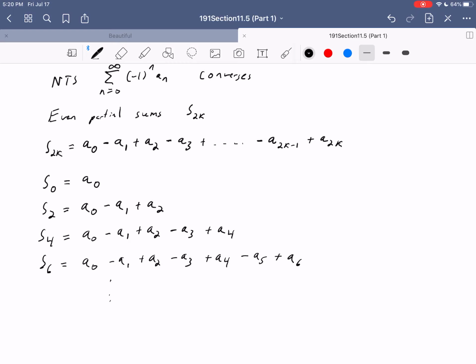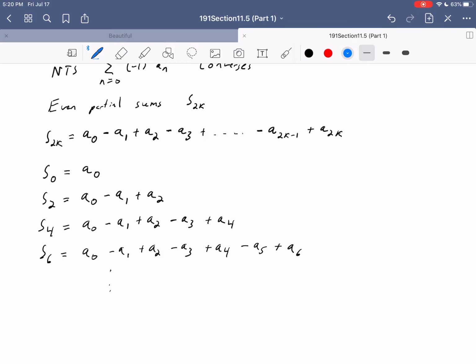So what I first want to do is a little bit of clever grouping. In each of these, I'm going to initially group like this. So I'm going to put some of these terms together like this. I'm going to look at minus a1 and a2 together, and then minus a3 and a4 together, minus a1 and a2, minus a3 and a4, minus a5 and a6.